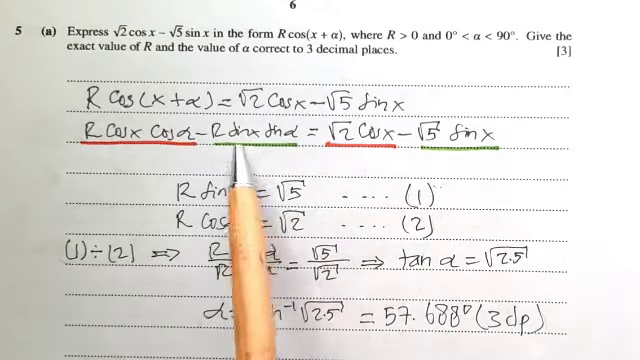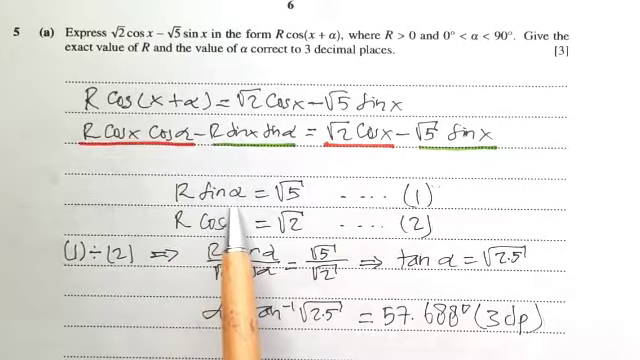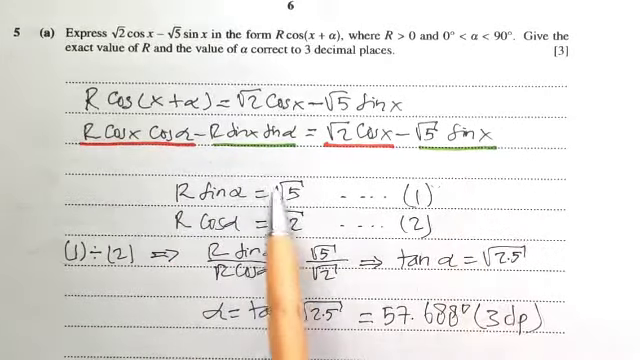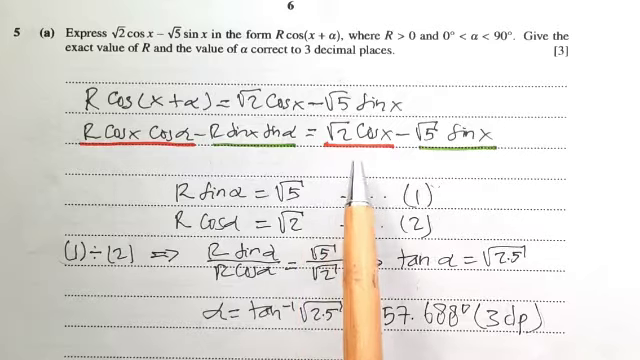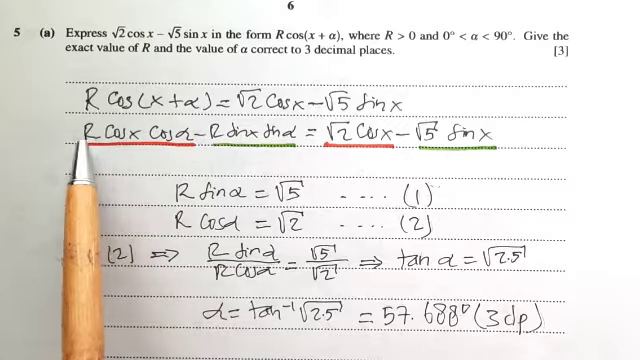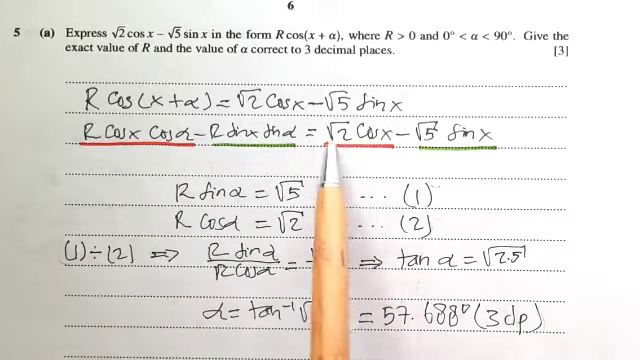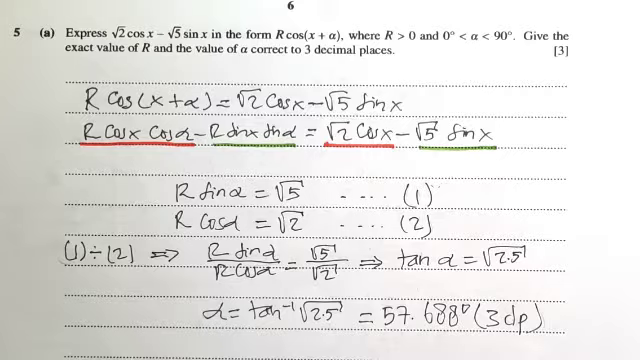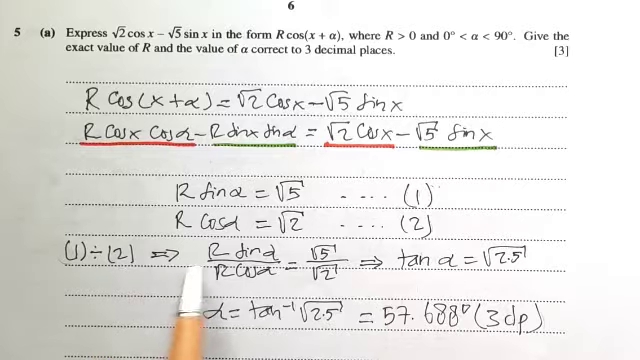The coefficient of sin x here is r sin alpha, and here it is square root of 5. The coefficient of cos x here is r cos alpha, and here it is square root of 2. Let this be equation number 1, and this be equation number 2. Now equation number 1 divided by equation number 2.